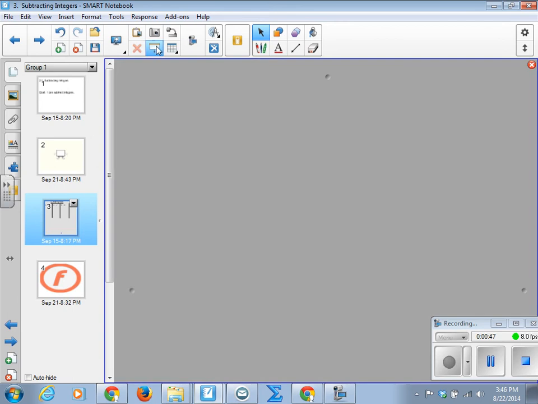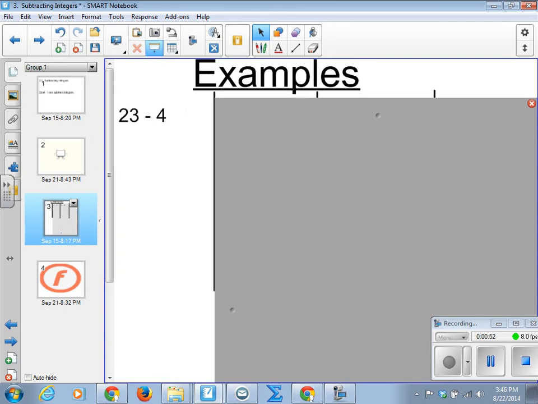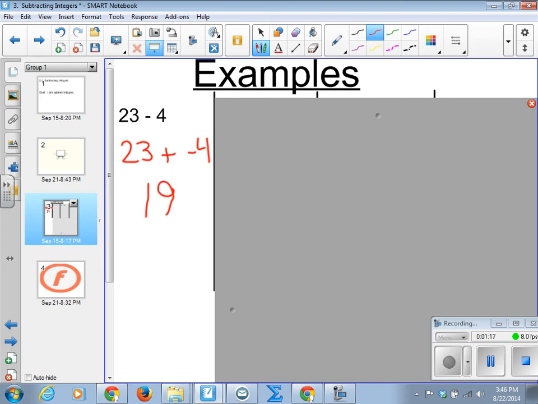For example, we'll start with 23 minus 4. Now I know we can all do this. This is easy, two positive numbers. We know it's 19. But here's the process. It becomes very important when negative numbers get involved. First term stays the same. Subtraction sign becomes addition. And 4 changes to its opposite. 23 plus negative 4 is 19. Just like you already knew to begin with. So that's an easy one.